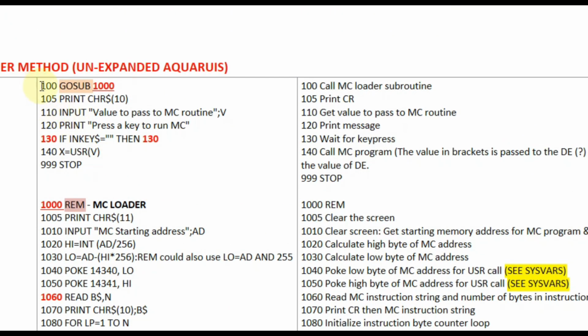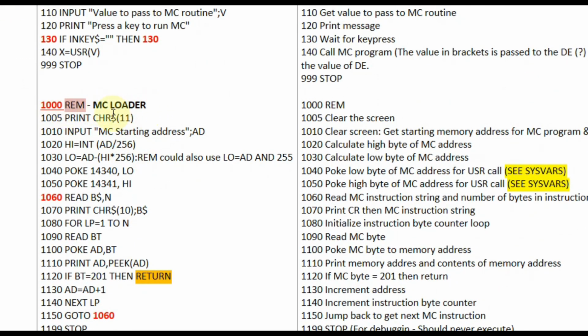So remember, the first line up here, it gosubbed line 1000, which is right here, which is our machine code loader program. And we printed character 11, which clears the screen. And then we input the machine code starting address and put it into a variable called AD, which is the same variable we used last time. We broke down that 16-bit address into its low and high bytes right here, high byte, low byte, and we poked those values, low and high, into this system variable that tells the USR function where to find our machine code program. And now here we are at line 1060, and we're reading the data that we just took a look at in these data statements.